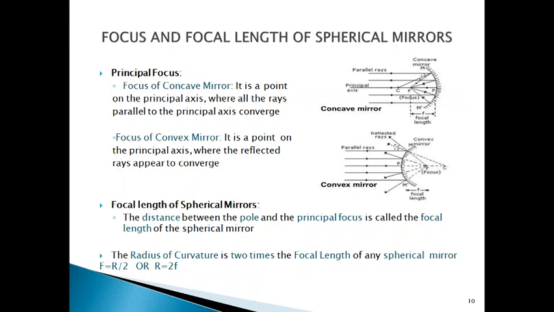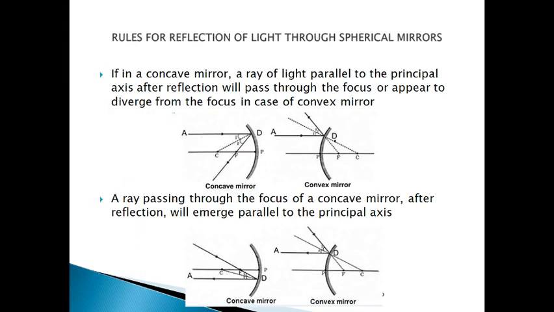Now for studying further the formation of image by the concave mirror and the convex mirror, you should be aware of the rules for reflection of light through the spherical mirrors. There are certain rules which will help you in making ray diagrams. The first rule is that in a concave mirror a ray of light parallel to the principal axis after reflection will pass through the focus.